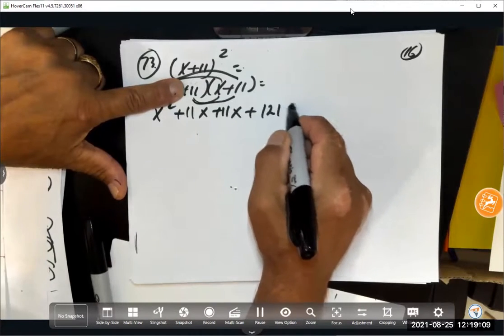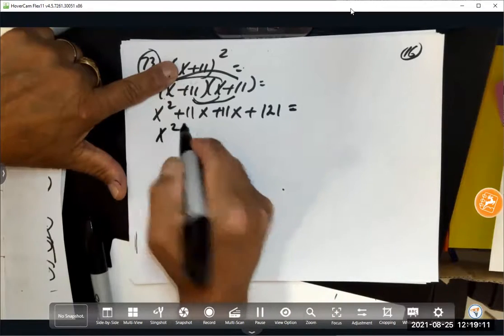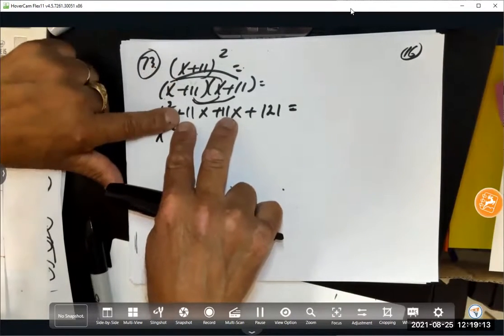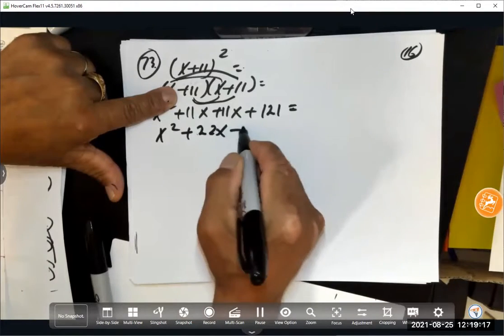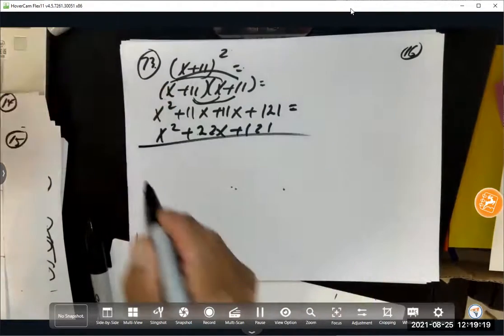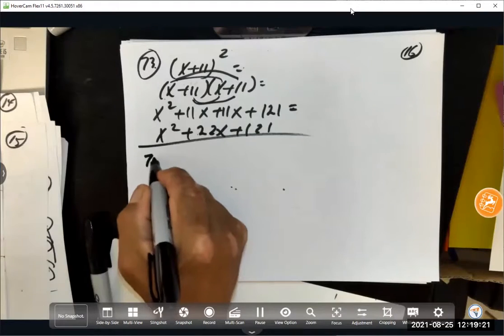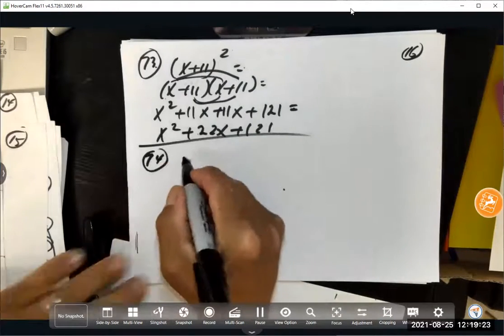So think like Las Vegas again. This time you won 11, you won 11. How much is that? You're up 22X. So 22X plus 121. All right. Is that okay for 73? Yes. All right. 74 has a minus.